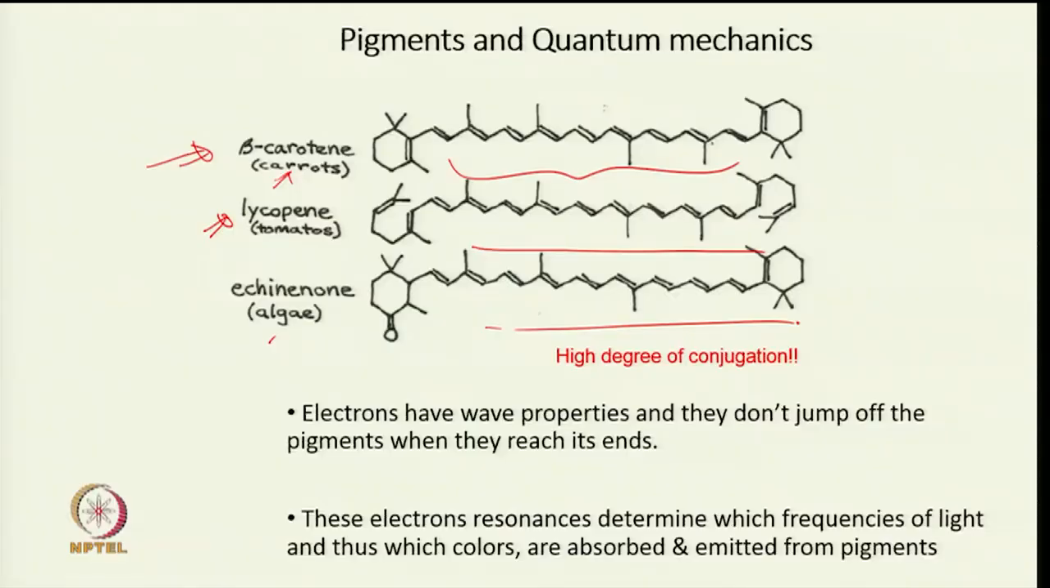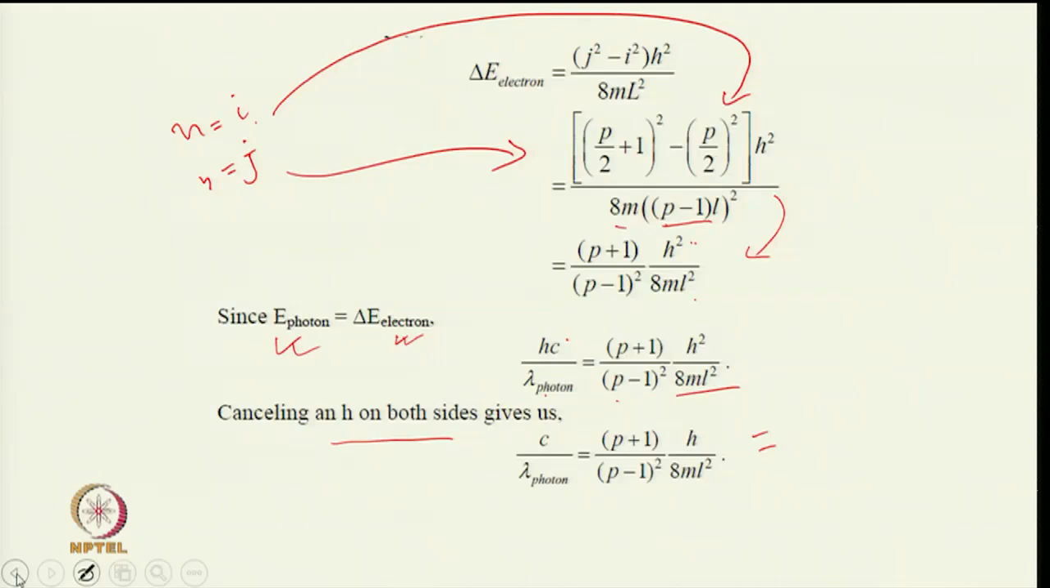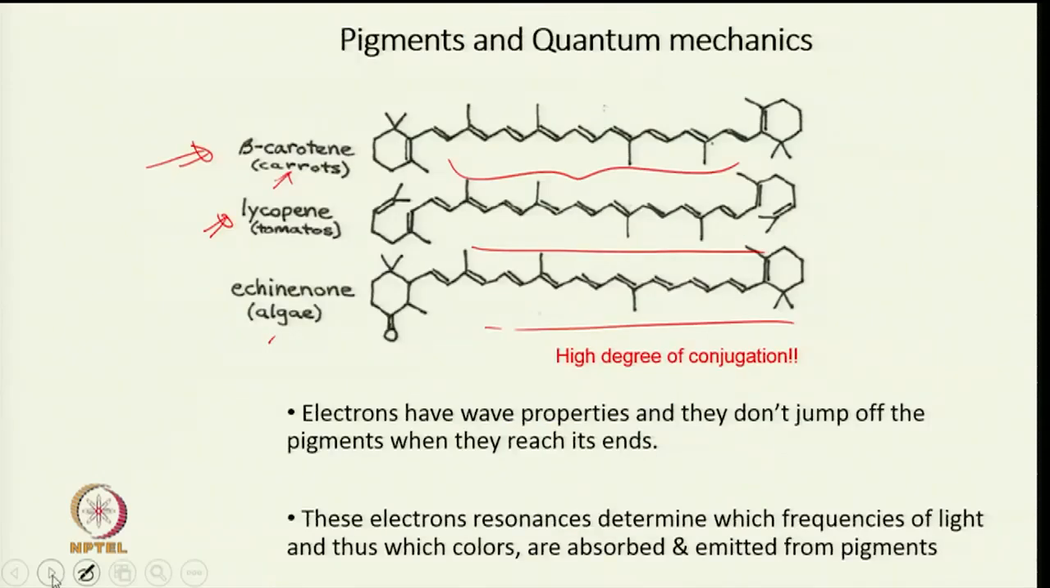I have already told you that if there are P electrons in conjugation, then this is the formula which can be used to calculate the value of lambda. And the same thing you can do here. You see here conjugation 2, 4, 6, 8, 10, 12, 14, 16, 18, 20 and 22. These are the number of electrons in conjugation. And now that you know the value of P, you can calculate what will be the lambda.